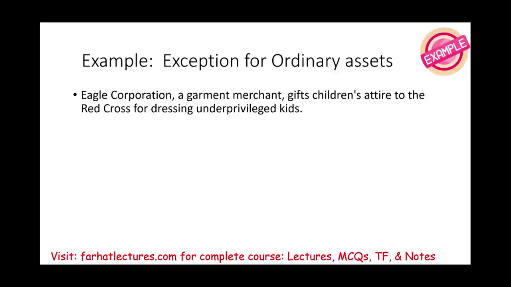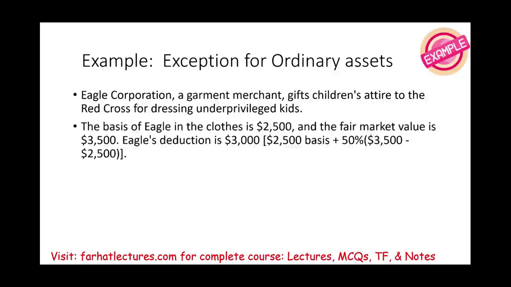Eagle Corporation, a garment merchant, gifts children's attire to the Red Cross for dressing underprivileged kids. Here we have an exception. The basis in the clothing that they gave is $2,500. The fair market value is $3,500. Generally speaking, if this is inventory or an ordinary asset, you will take the lower, which is $2,500. But Eagle's deduction is not $2,500. They're going to be able to take $3,000. Why? It's the basis plus 50% of the appreciation. The appreciation is $1,000.